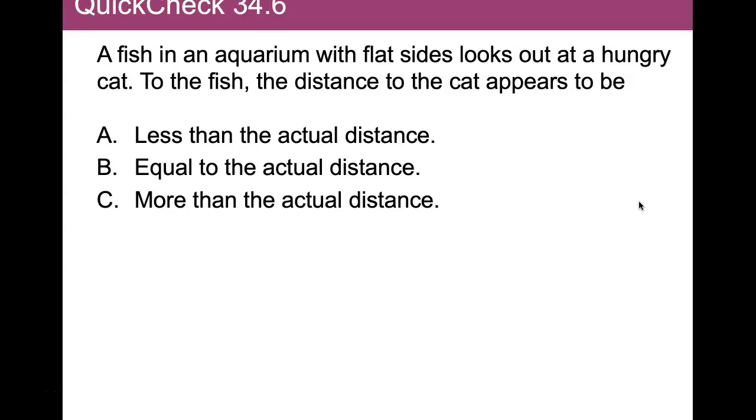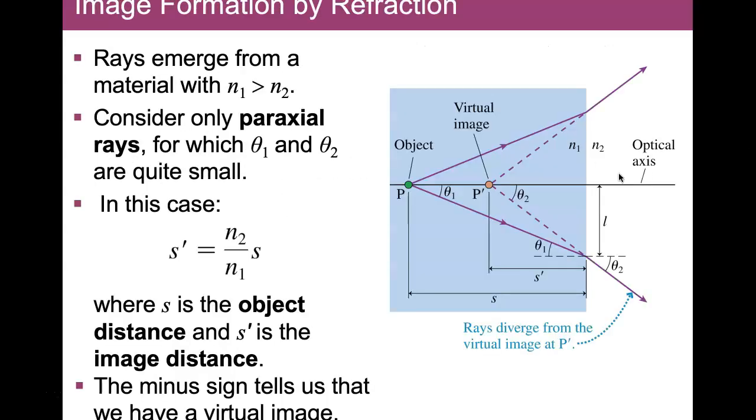So first, we already figured out the view to the cat. The cat, let's say, is outside, in air, and the fish is in water. So for water, N1, the index of refraction is larger than N2. So to the cat, the fish looks closer, for sure, right? That's what we talked about. So now the question is, what does the fish see?